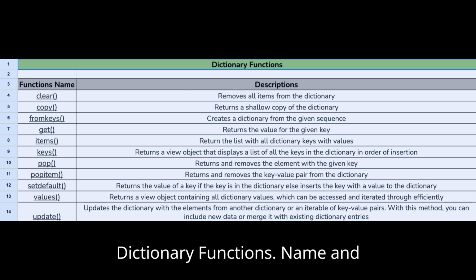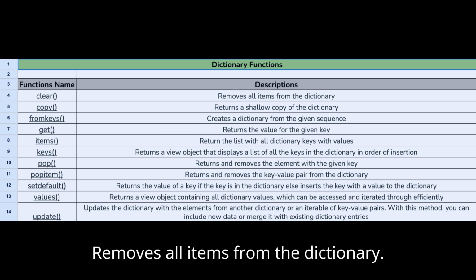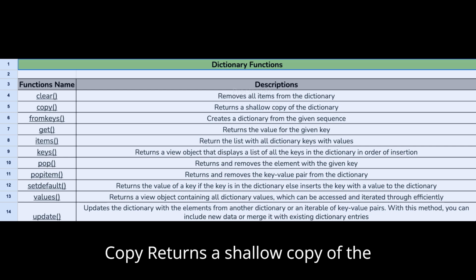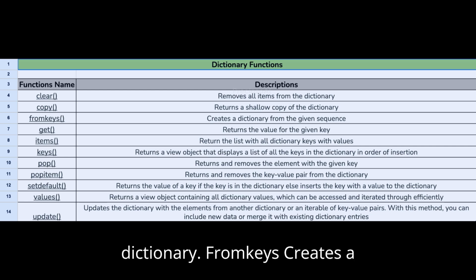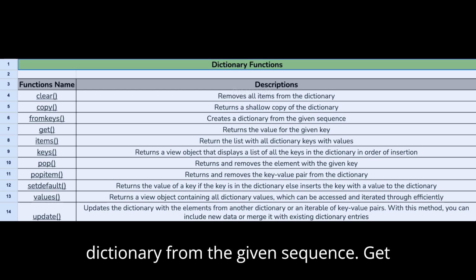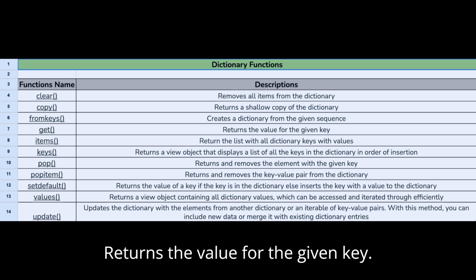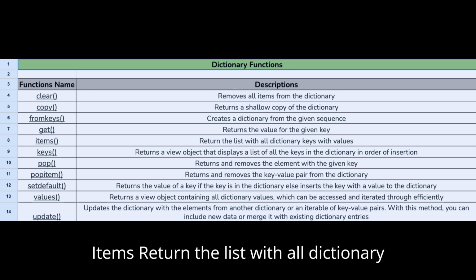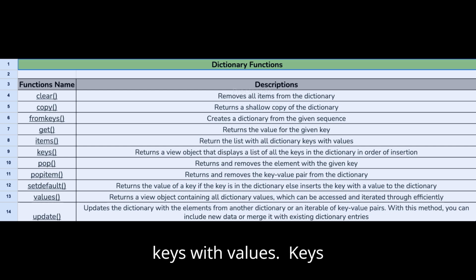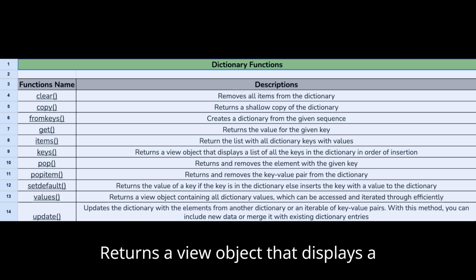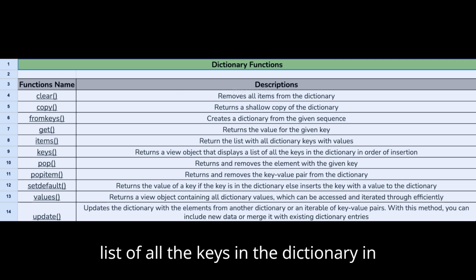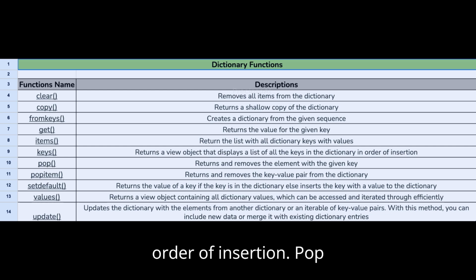Functions. Name. Descriptions. Clear: removes all items from the dictionary. Copy: returns a shallow copy of the dictionary. From keys: creates a dictionary from the given sequence. Get: returns the value for the given key. Items: returns the list with all dictionary keys with values. Keys: returns a view object that displays a list of all the keys in the dictionary in order of insertion.